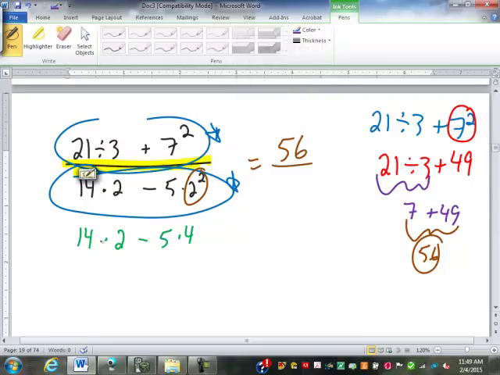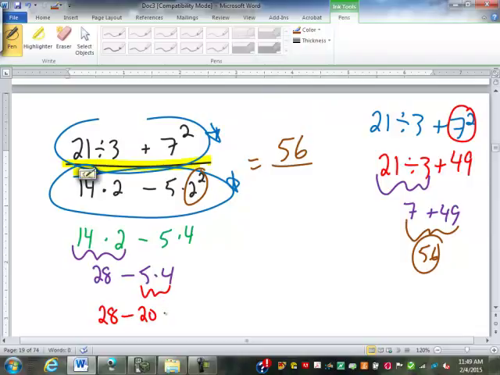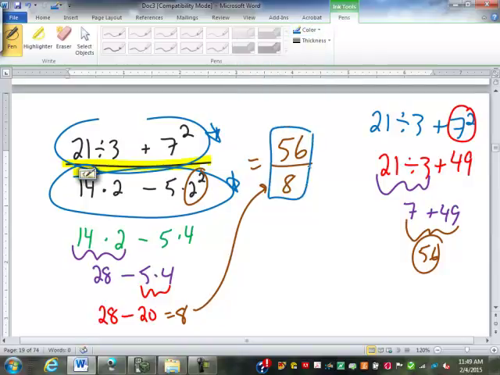Now we have multiplication and division. We're going to go left to right. 14 times 2 is 28. And then 5 times 4 is 20. So now we have just subtraction. 28 minus 20 is 8. So the bottom is 8. Now that we've reduced both the top and bottom to a single number, now we can divide. 56 divided by 8 is 7. There's our answer.